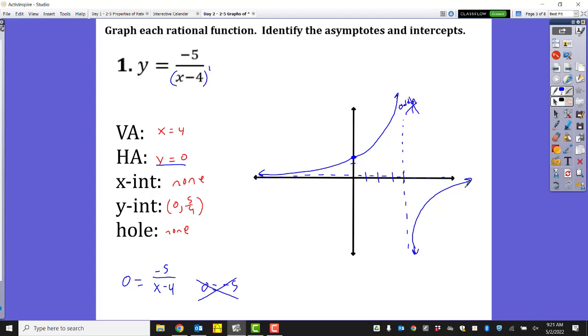Now, this gets a little more complicated once we start including x-intercepts and whether it bounces or crosses and things like that, which we're going to look at in future problems. Also, once we start including holes and if it crosses the horizontal asymptote. But this is the basic idea, okay? Let's look at another one together.